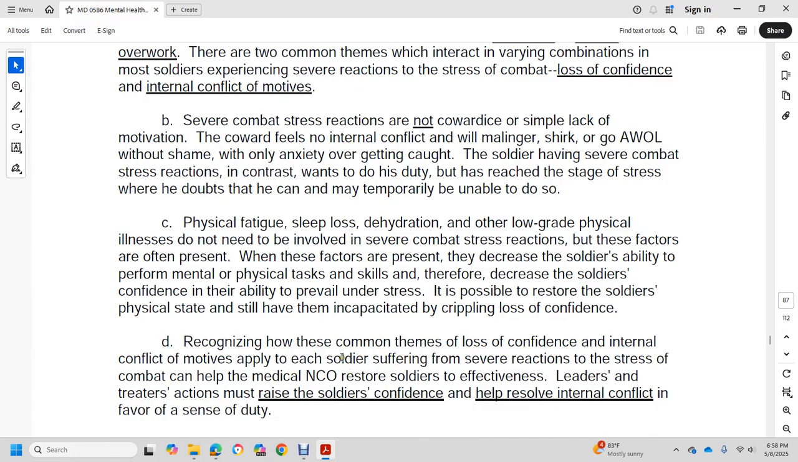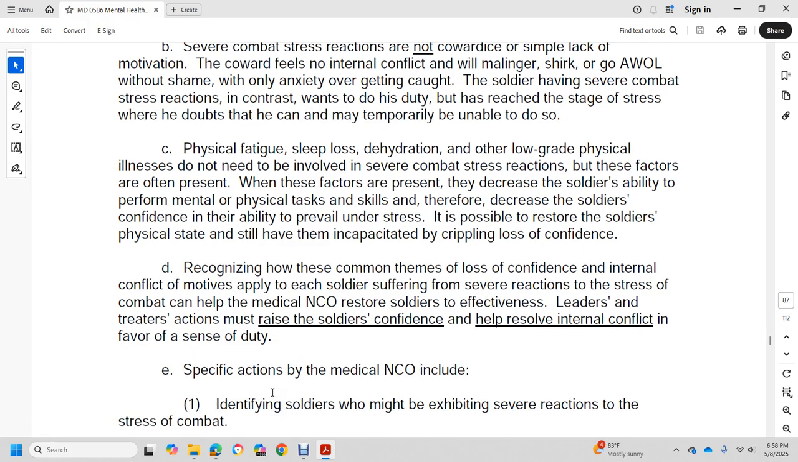D. Recognize that the common themes of loss of confidence and internal conflict of motives apply to each soldier suffering a severe combat stress reaction. Help the medical NCO restore the soldier's effectiveness. Leaders and the medical NCO must act to raise the soldier's confidence and help resolve the internal conflict in favor of the sense of duty.